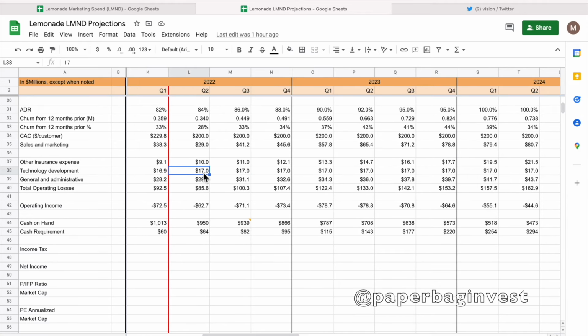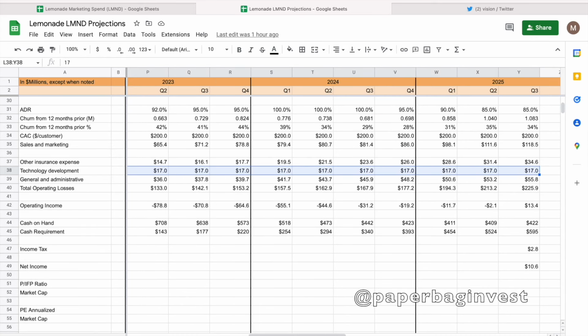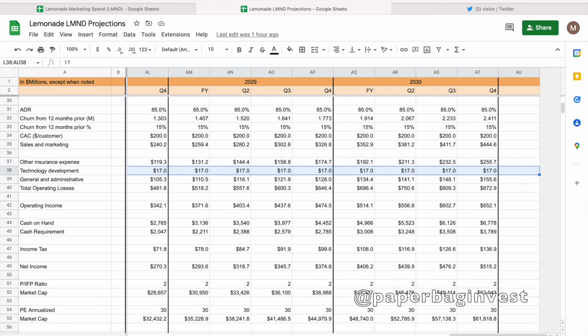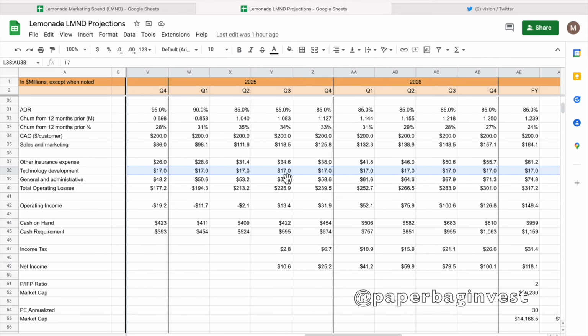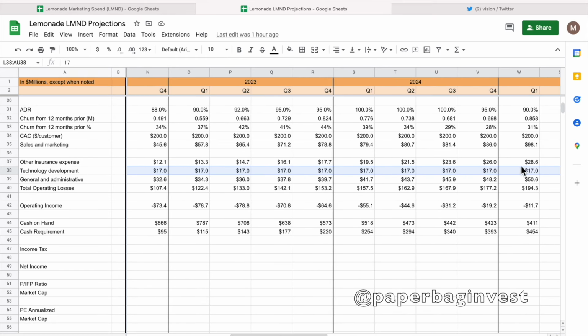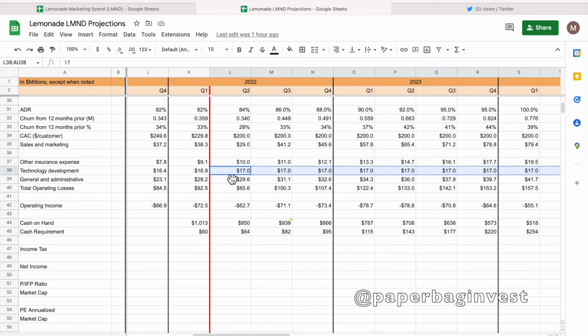So I just kept that at 17 million per quarter going all the way forward to 2030. Again, maybe there are some big jumps for certain special projects or developments that occur. Maybe it even goes lower than that, as there's no need to refine things as much, or the system is sort of built and in place. But I thought that was an okay assumption to make.